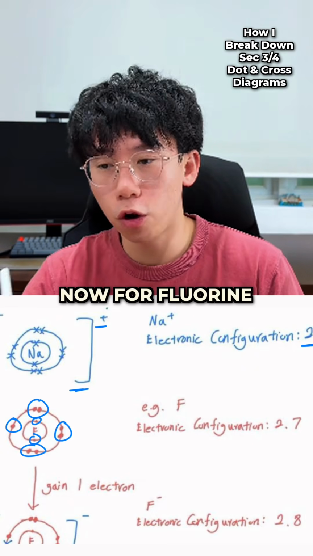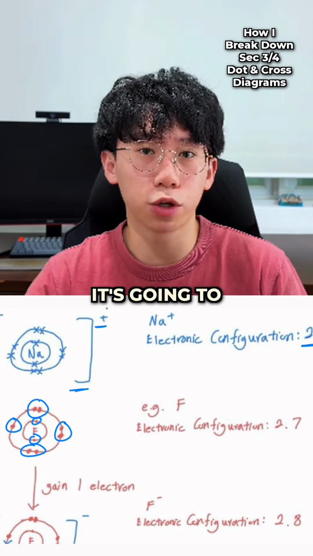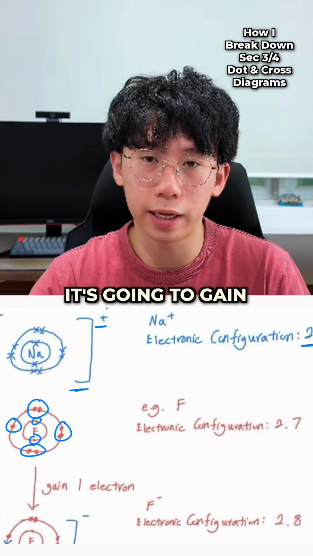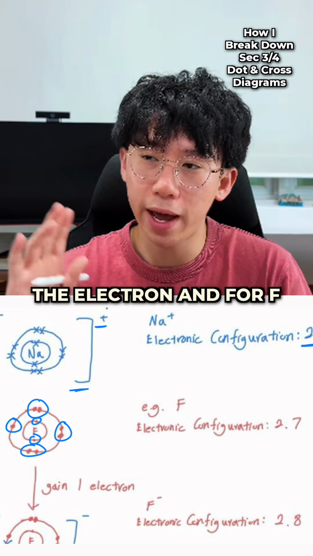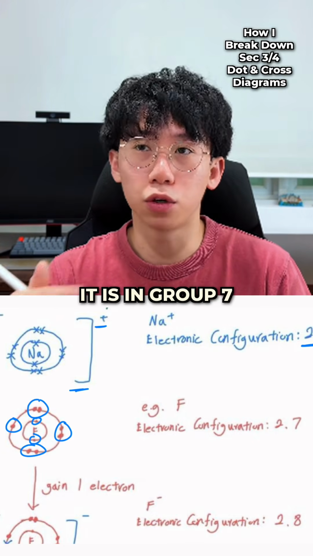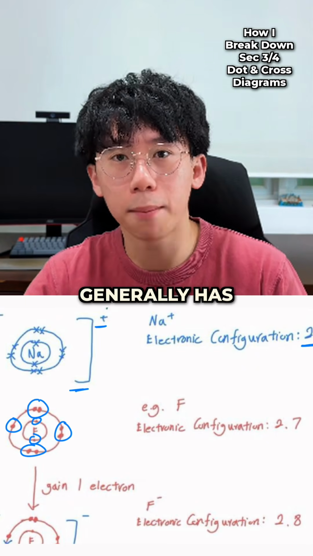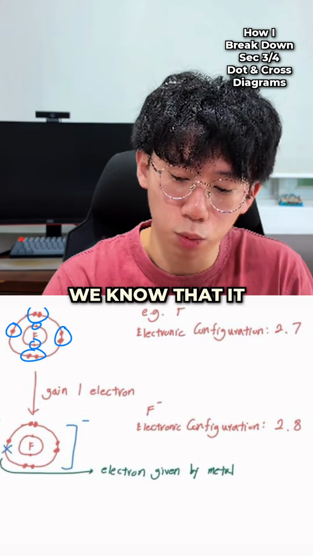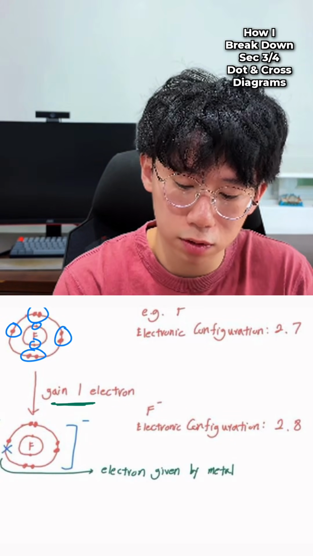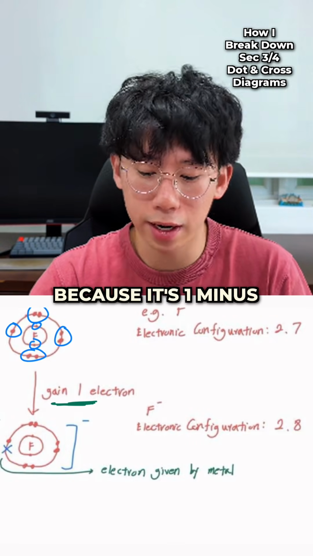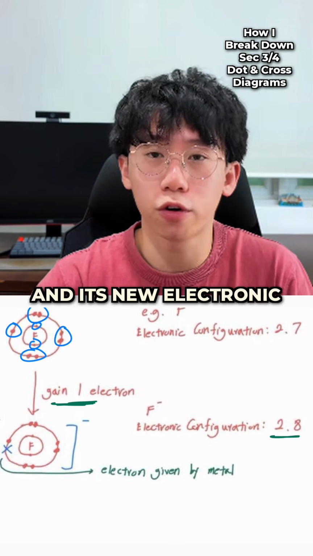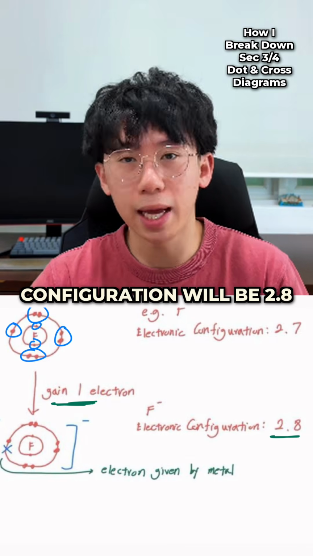Now, for fluorine, since it's the non-metal, it's going to gain an electron. And for F, it is in group 7, so we know it generally has a 1- charge. And because of that, we know that it gains 1 electron, because it's 1-, right? And its new electronic configuration will be 2.8.